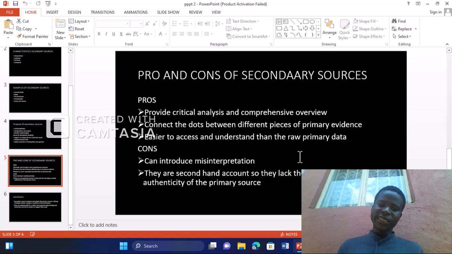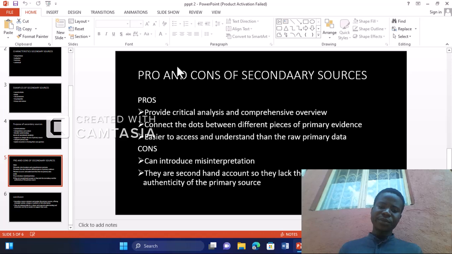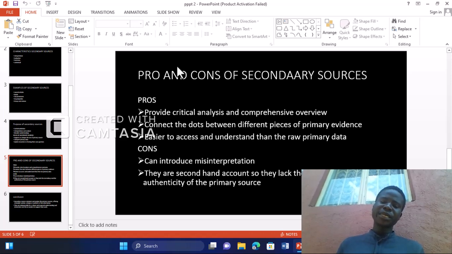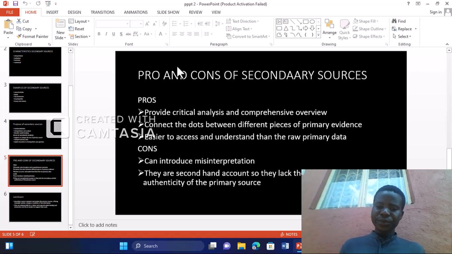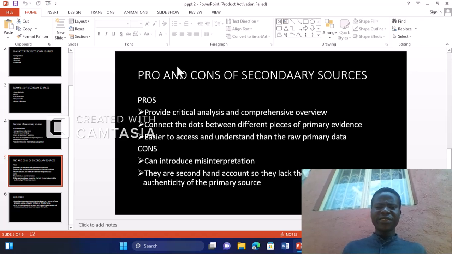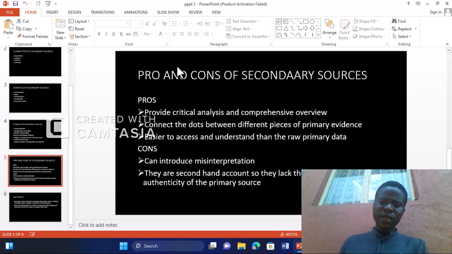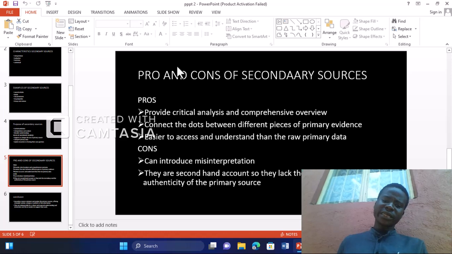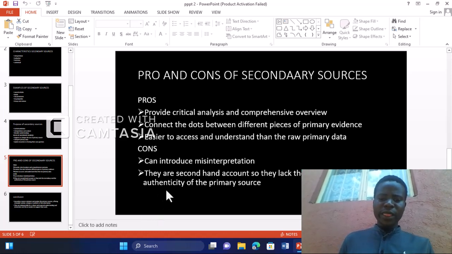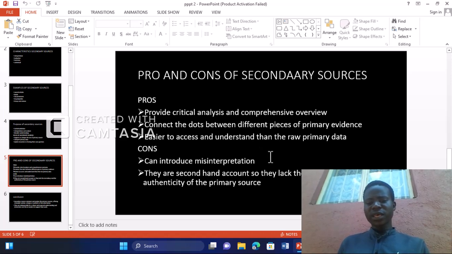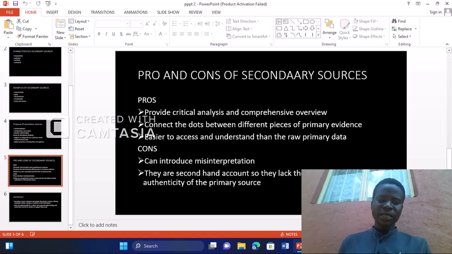Now the disadvantage is that it can introduce misinterpretation, in that it will be difficult for someone to get the information correctly from another person. Secondly, it is a second-hand account, so it lacks the immediacy and the authenticity of the primary sources.